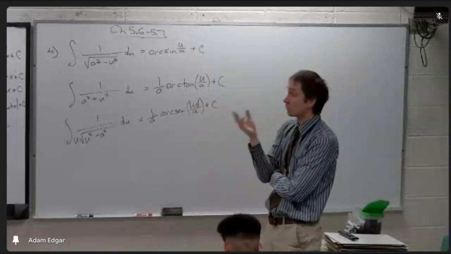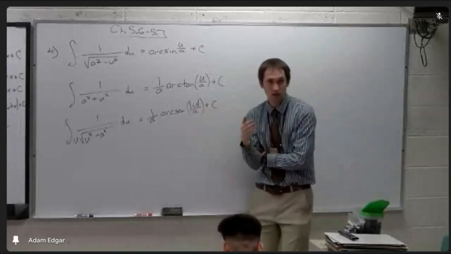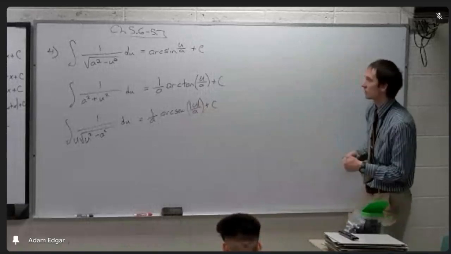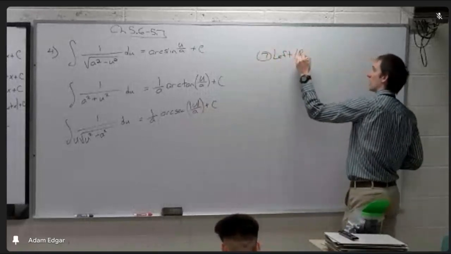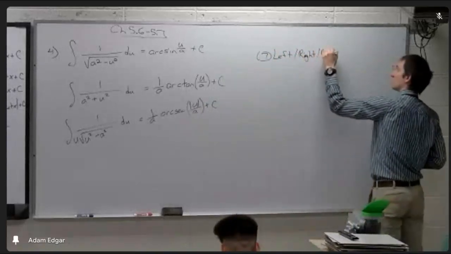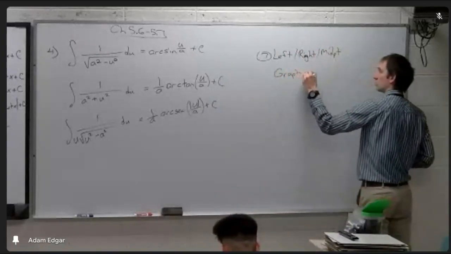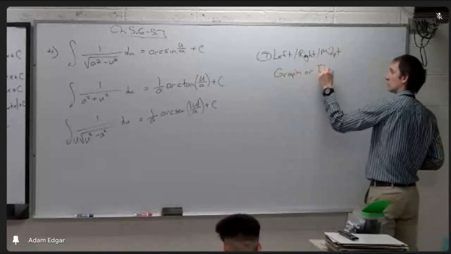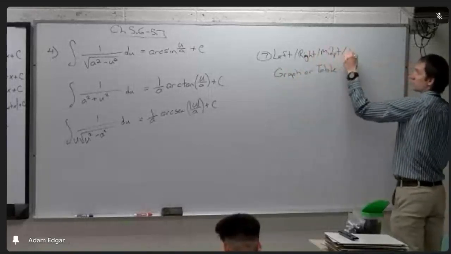And then Riemann sums, which is like if you have a table of values. The last thing is left hand or right hand or midpoint when you're working with a graph or a table. Or a trapezoid, which is just the average of left and right.